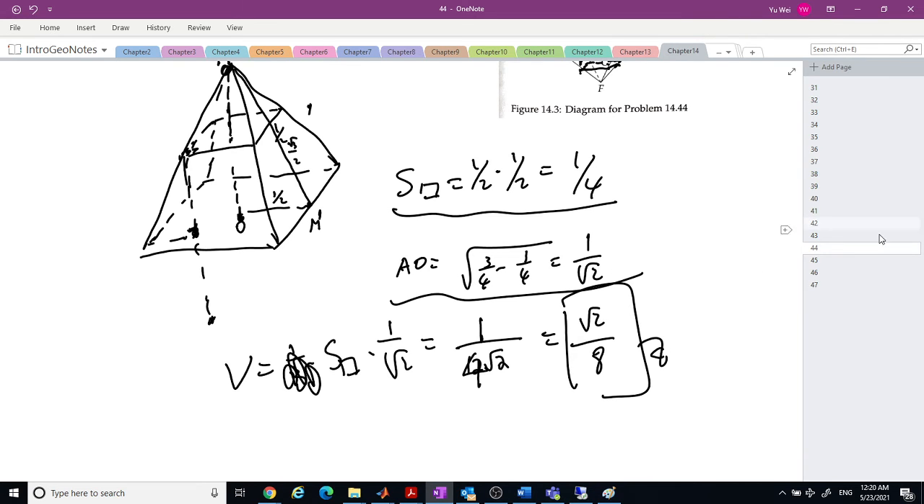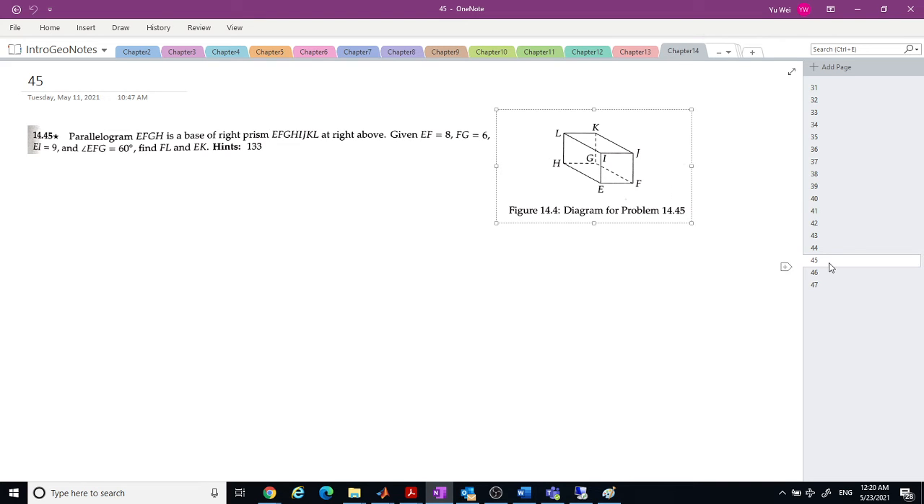Then the parallelogram EFGH is the base of a right prism, and given EF is equal to 8 and FG is equal to 6, the EI is equal to 9, and angle EFG is equal to 60 degrees. We want to find the EK and the FL.